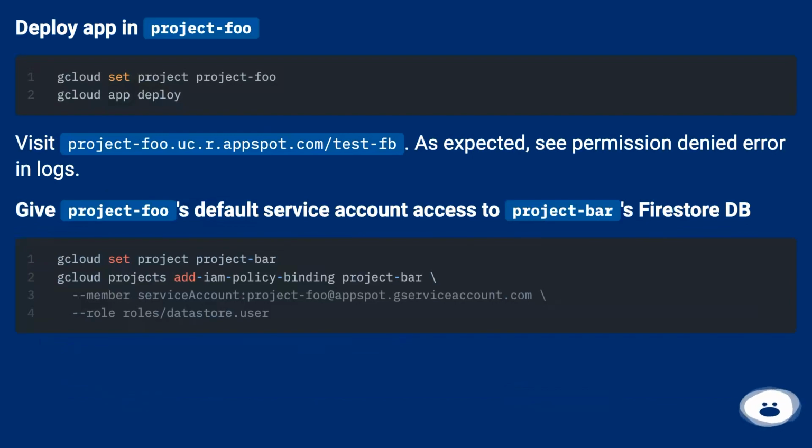Deploy app in Project Foo. Visit projectfoo.uc.r.appspot.com/testfb. As expected, see permission denied error in logs.